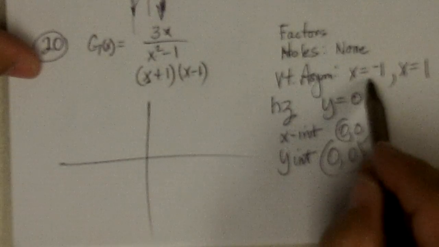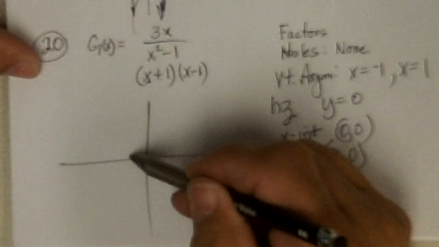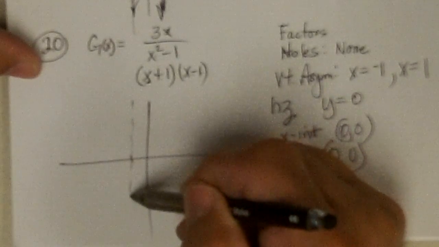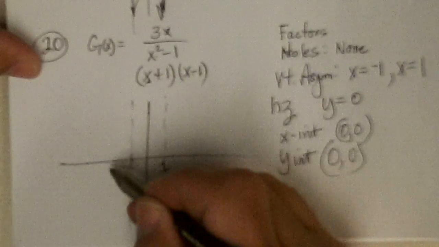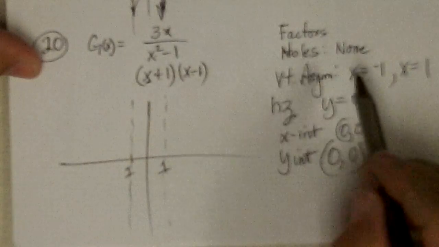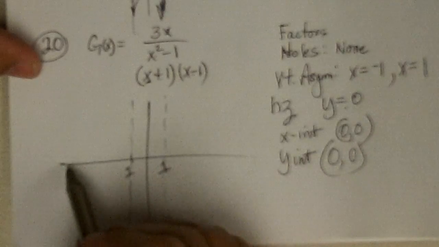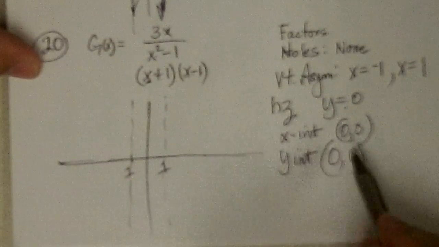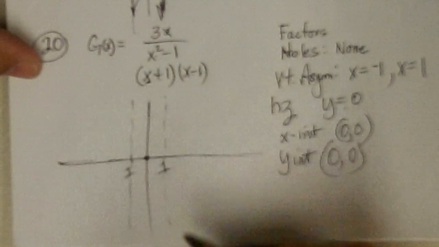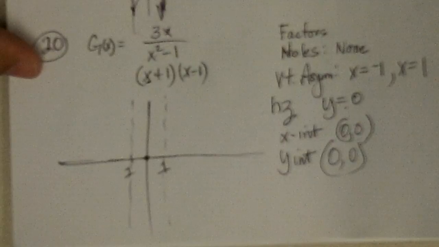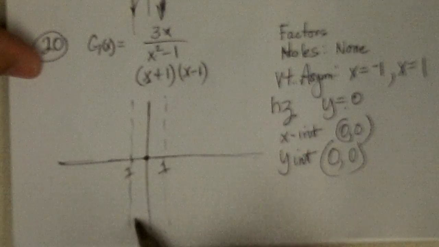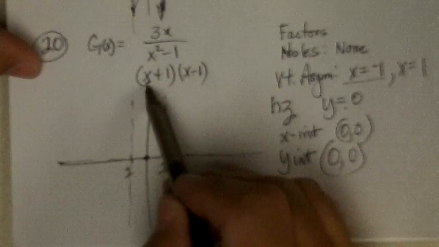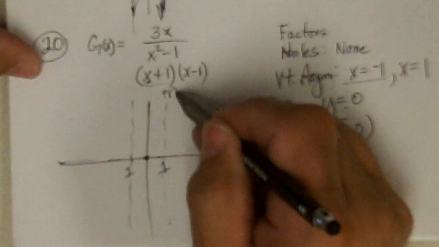It has no holes. It has a vertical asymptote at minus 1, at plus 1, and a horizontal one at y equals 0, and it crosses at 0, 0. And so now we don't know which way it goes by these here, but since they're single factors, they go opposite on each one.